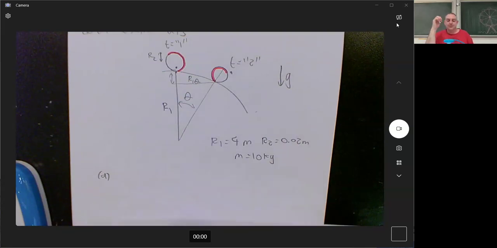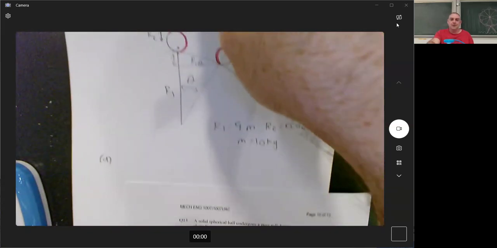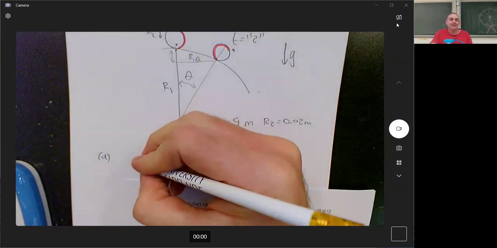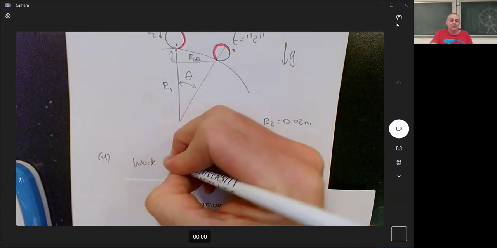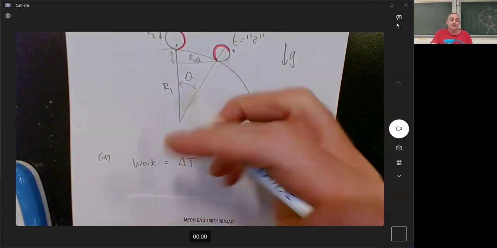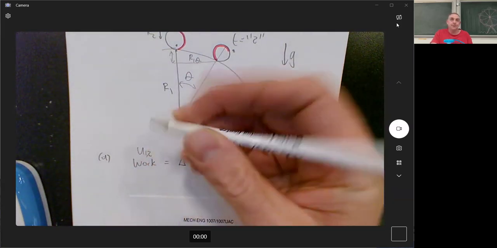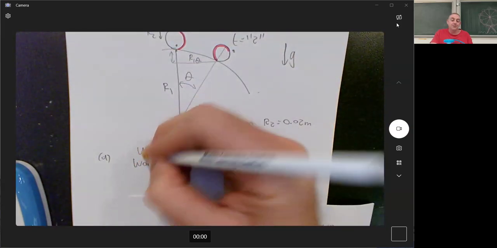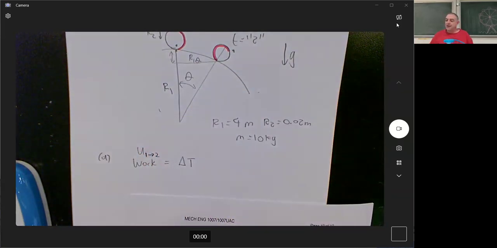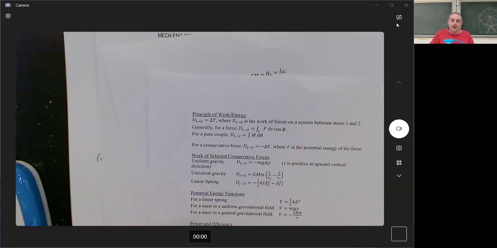Okay. So the work energy principle says what? That's what we need an answer to. And it's your job. Subscript one, one. And is that on here somewhere? Oh yeah, okay, so it's there.